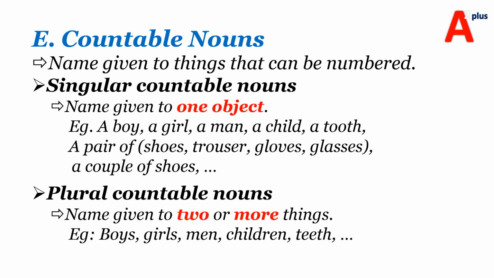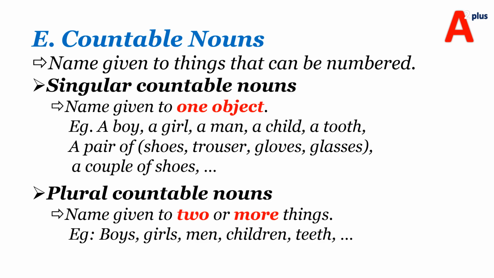Okay. The second type of countable noun is plural countable noun. It's a name given to two or more things. For example, boys, girls, men, children, teeth. And these are all plural nouns. It's a name given to two or more things. The last one is uncountable nouns.